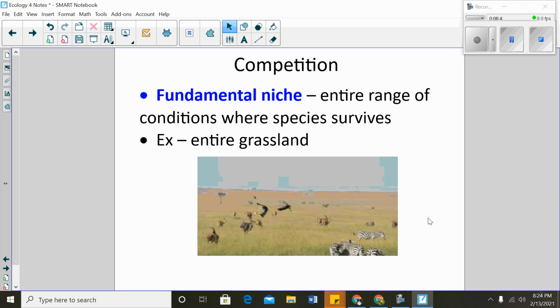We also have what's called a fundamental niche. So this is an entire range of conditions where a species survives. You can look at an entire grassland. Every organism in that grassland has a job to do, from the grass to the zebras that are eating that grass, to a lion that could eat that zebra, or an elephant could eat the grass, and then something could go after the elephant. So everything has a purpose. So the fundamental niche is the entire range of conditions where organisms survive.